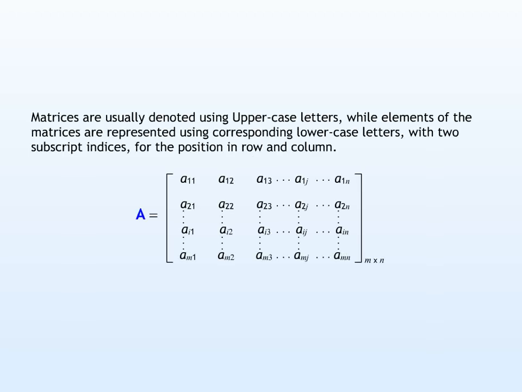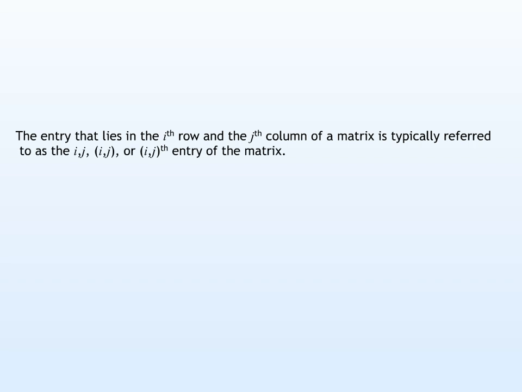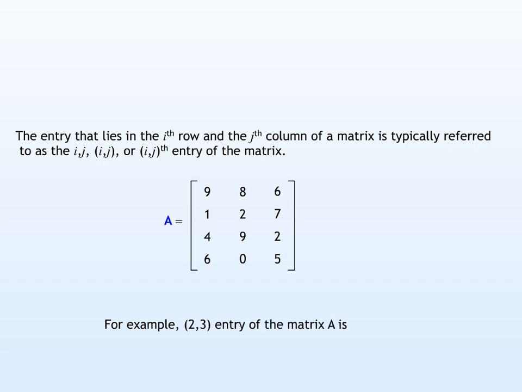Order of a matrix. As we have seen, matrices are usually denoted by using uppercase letters, while the elements of the matrices are represented using the corresponding lowercase letters, with 2 subscript indices for the position in row and column. The entry that lies in the ith row and jth column of a matrix is typically referred to as the ij entry, or the ijth entry of the matrix. For example, in the given matrix A, the entry in the second row, third column of the matrix A is 7.